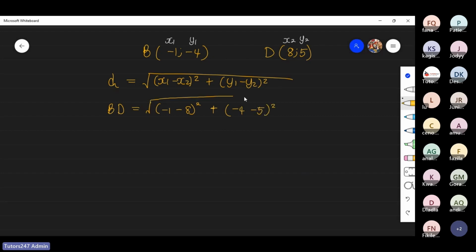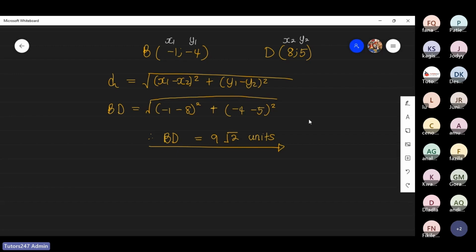Don't forget that is squared. We can now put this into our calculator. You'll press square root, open a bracket, -1 minus 8, close the bracket, squared, plus, open a bracket, -4 minus 5, close the bracket, squared. And that is then equal to 9√2. So BD is equal to 9√2 units.